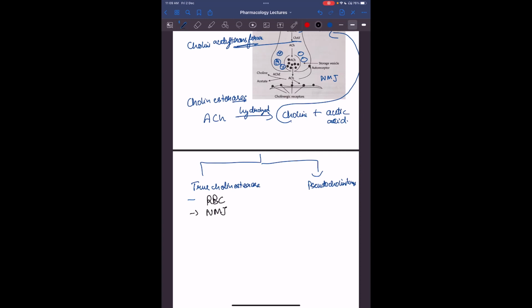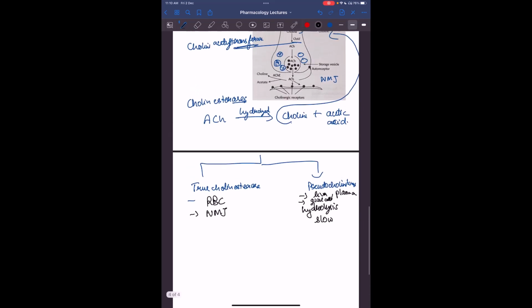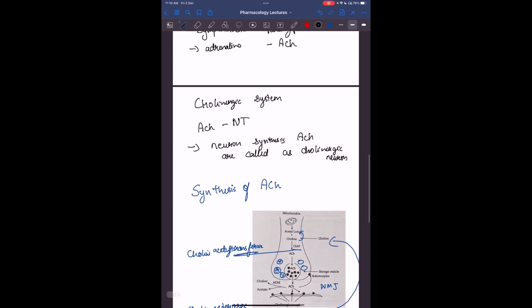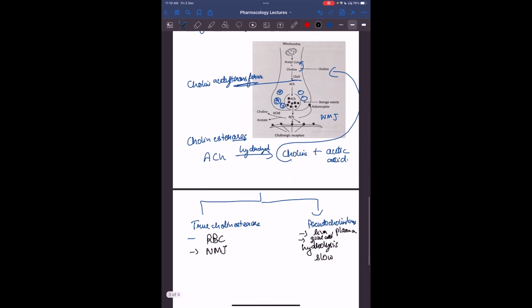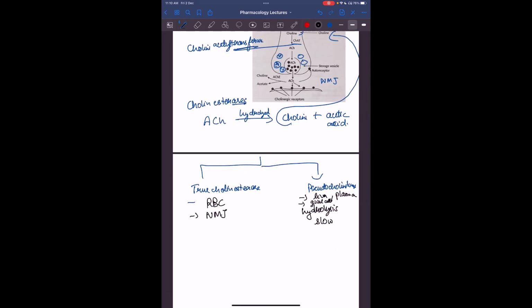Whereas pseudocholinesterase hydrolysis is slow. It takes time for hydrolysis. Pseudocholinesterase is present in the liver, plasma, and glial cells. So now we know how acetylcholine is formed, and then how it is hydrolyzed.